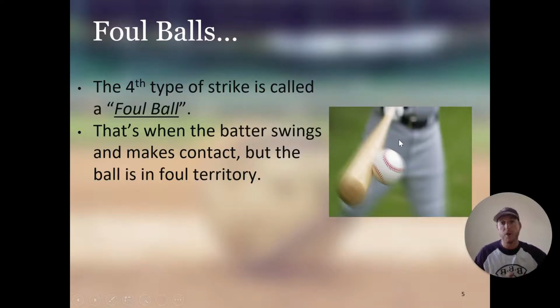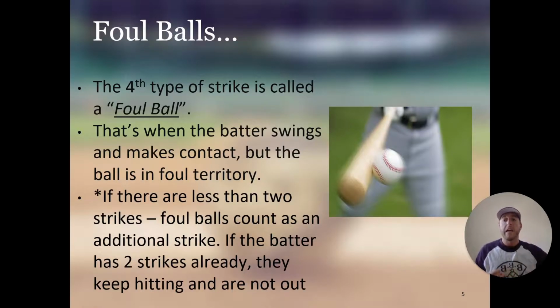All right, remember in previous timeouts when we talked about fair territory and foul territory, this is when the batter makes contact and hits the ball, but the ball goes foul. If there are less than 2 strikes, foul balls count as an additional strike. So if the batter has 0 strikes and he gets a foul ball, they have 1 strike now. If they have 1 strike and they get a foul ball, they have 2 strikes now.